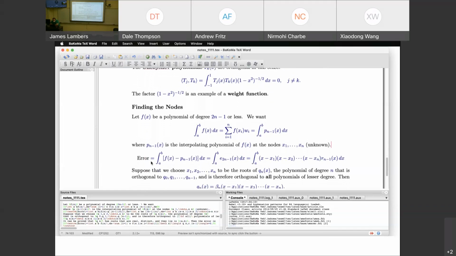Okay. So the error is the integral of the interpolation error, f minus the interpolant. The key is now f is a polynomial itself. So this is a polynomial of degree 2n minus 1. This is degree n minus 1. So the error has degree at most 2n minus 1.